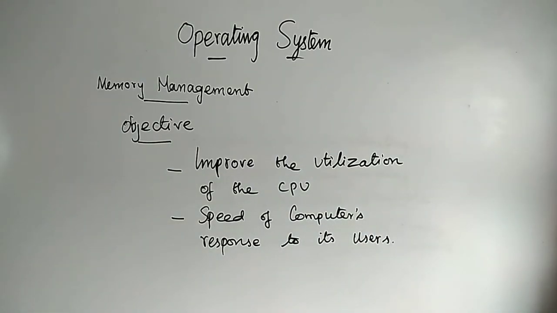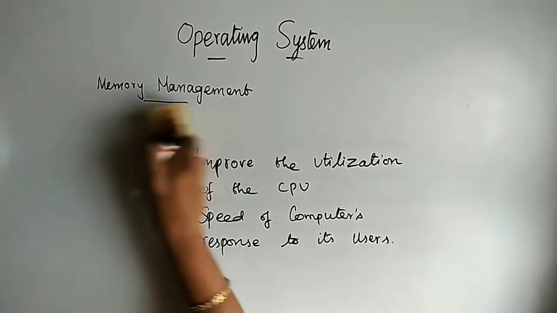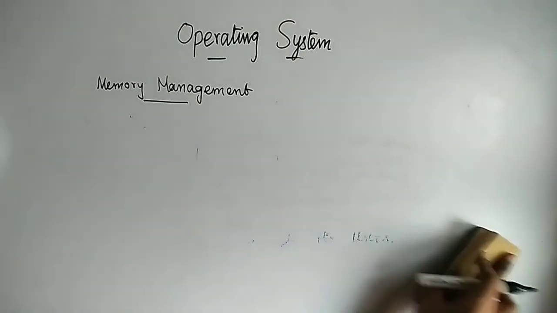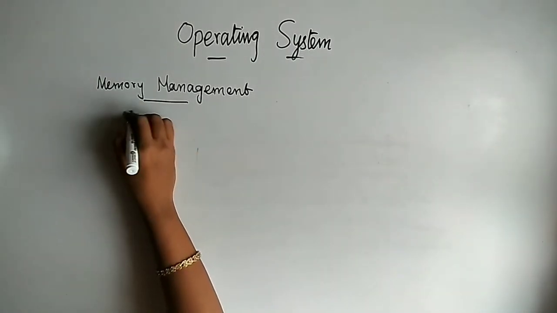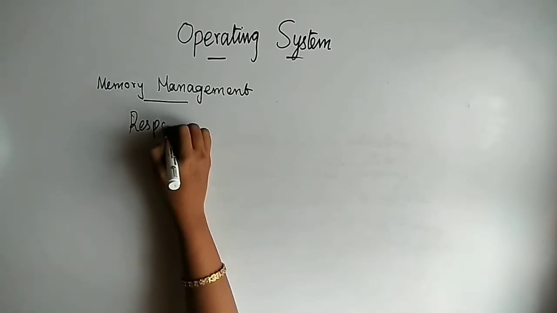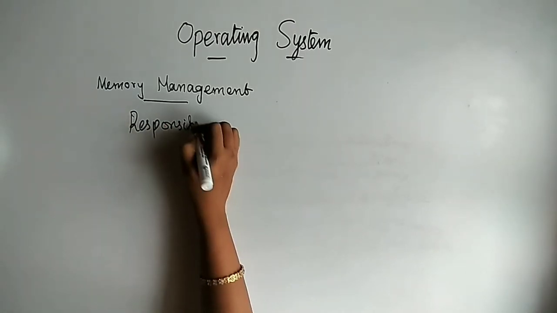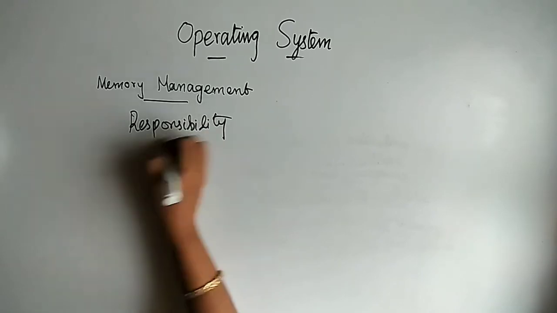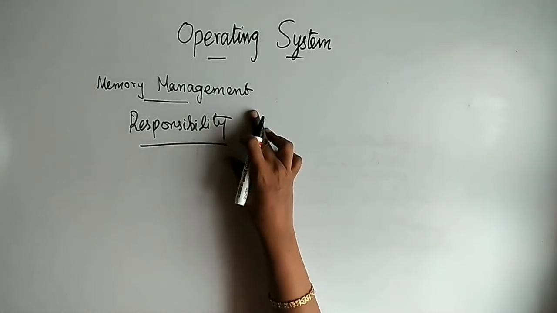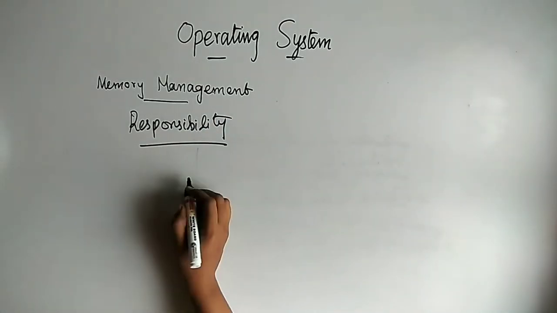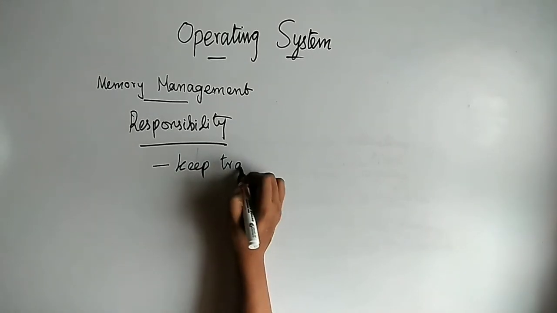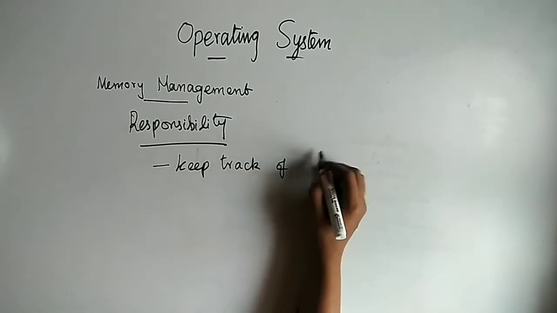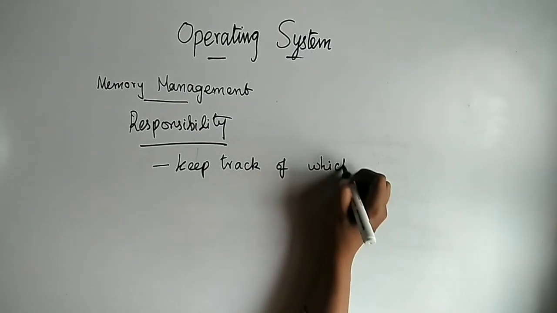So next we are going to see some responsibilities of the operating system related to memory management. The first one, it must keep track of which part of the memory is used.